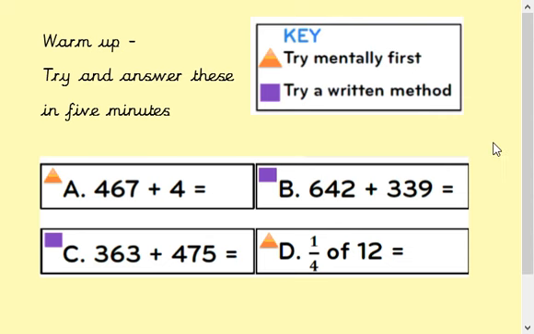And I would remember, triangles are your mental oral questions. Squares are the questions that you might want to write down. They're in a funny order today. I don't know why that is, but just be careful when you're doing that. Okay, press pause now.